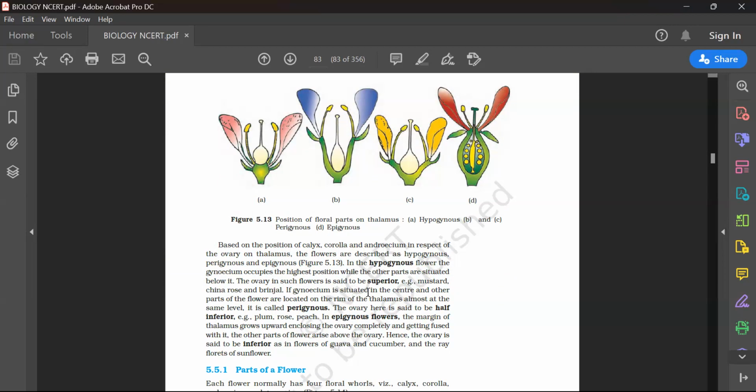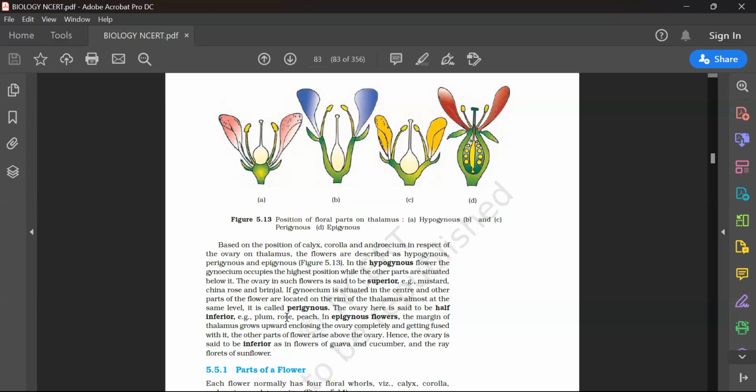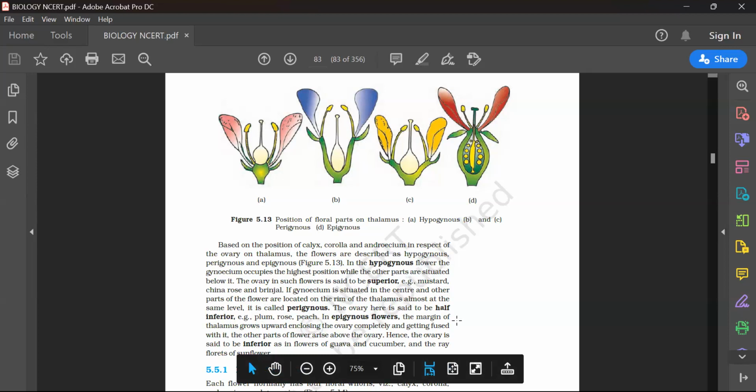If the gynoecium is situated in the center and the other parts of the flower are located at the rim of the thalamus, see, it is starting from the rim of the thalamus, whereas the gynoecium is at the center, almost at the same level, neck to neck of the ovary, then it is perigynous. Examples are plum, rose, and peach.